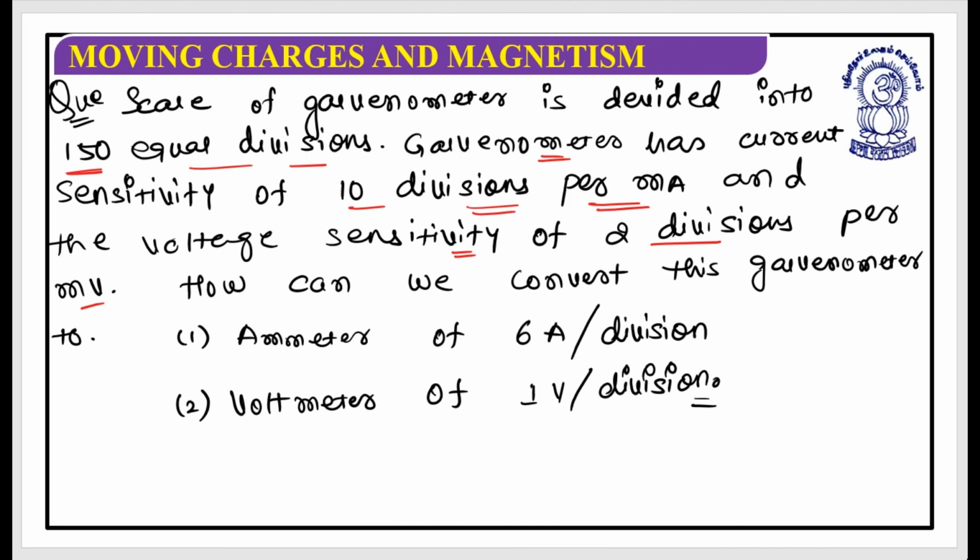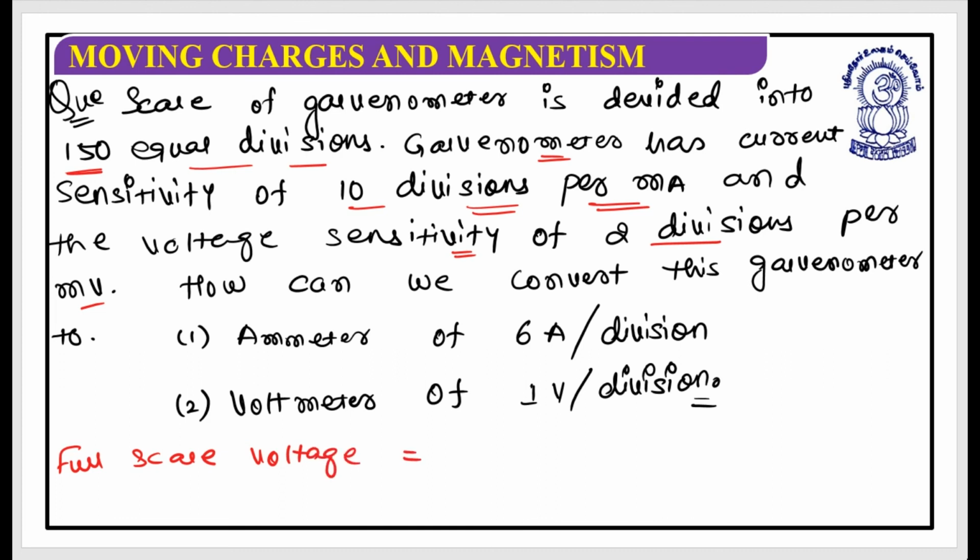So how can we convert this galvanometer to an ammeter in a range of 6 ampere per division, and to a voltmeter in a range of 1 volt per division? So how could I convert it? First you need to understand the full scale voltage, that is, the total voltage that can be measured from this.